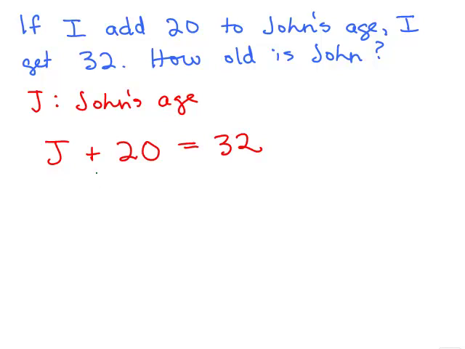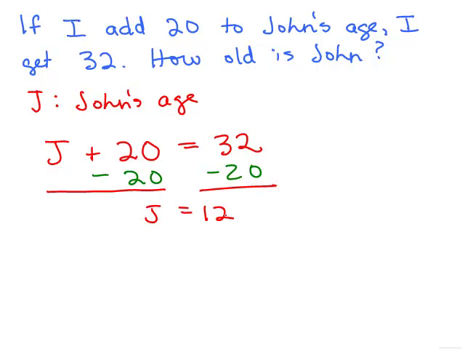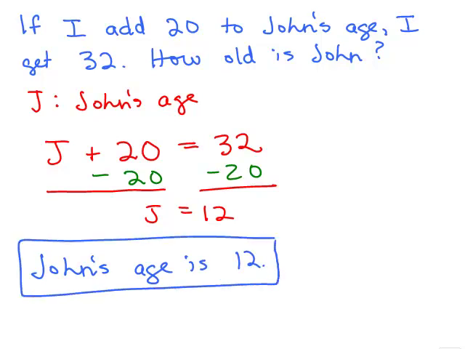Now we could solve this pretty easily by just subtracting 20 from both sides. And we get J equals 12. So it looks like John is 12. All right, now this is a word problem, so you have to answer your problem in words. John's age is 12. Or you could say John is 12 years old.